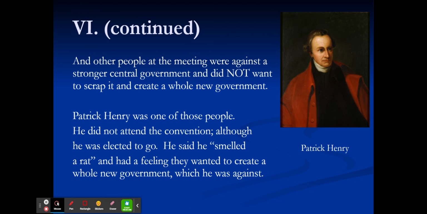Patrick Henry was one of those people. Remember him? Give me liberty or give me death. I am not a Virginian. I am an American. Well, he was selected as a delegate, but he did not go to the convention. He said he smelled a rat, meaning he had the feeling they were going to try to scrap it and start over, and he was not in favor of this idea of a stronger central government, a whole new government. He was against this idea, so he said he would not attend the meeting.